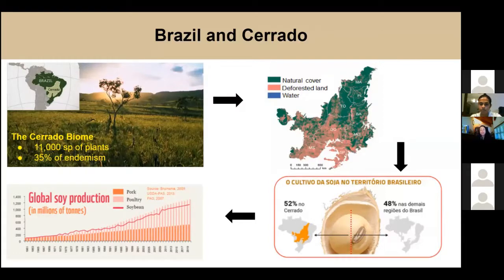And indeed, Brazil is a very important global producer of soy. And as this diagram shows, about 0.5% of the soy produced in Brazil takes place within the Cerrado only. And this has been a response to the increasing global demand of soy to feed pork, poultry, and beef sometimes.